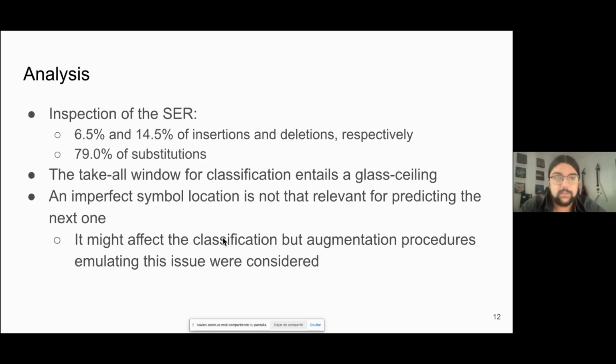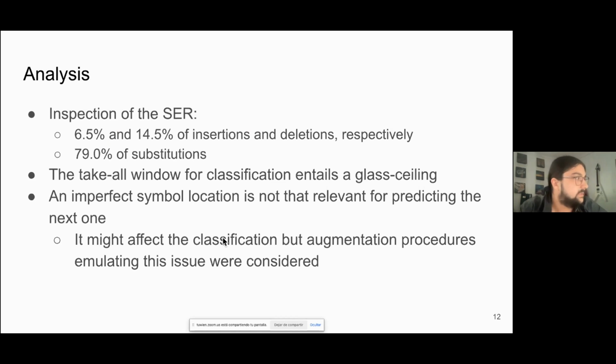Doing an analysis of these errors, we inspected the SER, the symbol error rate, and we found that 6.5% of the errors that caused the SER were due to insertions, and 14.5% due to deletions, respectively. So more or less 20% of the error given by the SER is due to the next symbol prediction module, and nearly 80% of the errors were substitutions that were errors made by both classifiers.